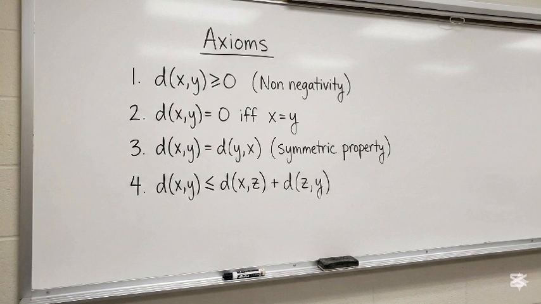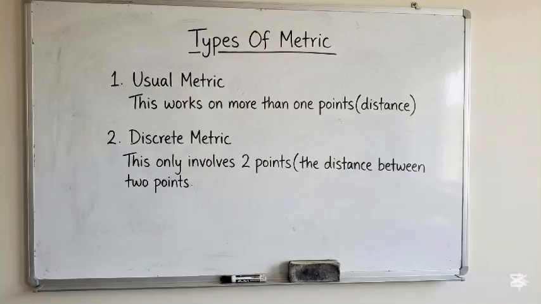Now let's go to the types of metrics. We have the usual metrics, and this usual metric usually works on more than one point. And when we talk about points, we talk about distance. The second one is the discrete metric, and this works on only 2 points. It is limited to only 2 points. So we can be having the distance between 2 points, and we are checking to see whether it's a metric space.